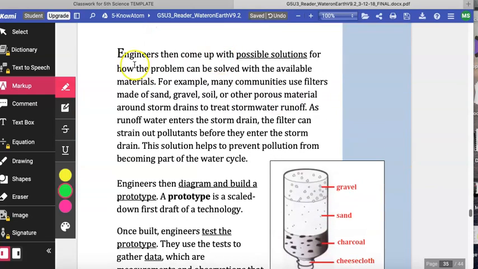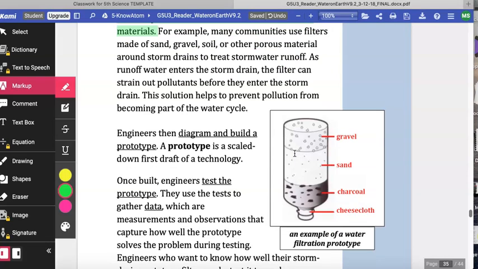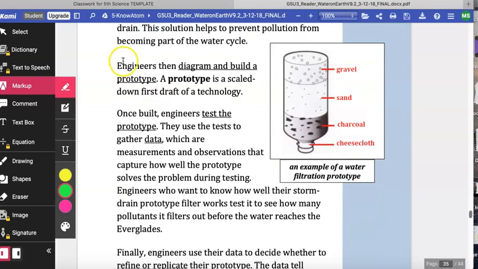Engineers then come up with possible solutions for how the problem can be solved with the available materials. For example, many communities use filters made of sand, gravel, soil, or other porous material around storm drains to treat storm water runoff. As runoff water enters the storm drain, the filter can strain out pollutants before they enter the storm drain. This solution helps to prevent pollution from becoming part of the water cycle.